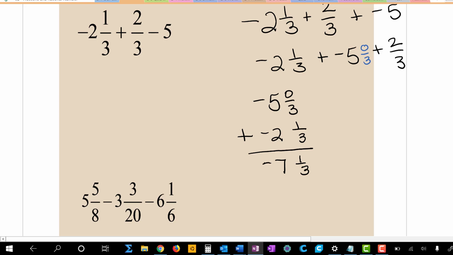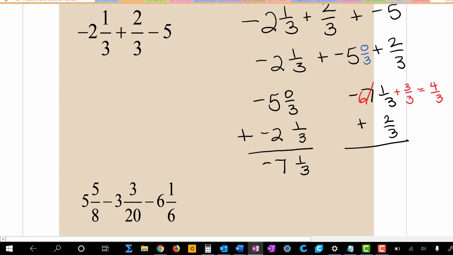Now I'm going to take that -7 1/3 and add positive 2/3 to it. Hey, look at that. We have common denominators. So I'm going to regroup. I'm going to take 1 away from the 7 and make it a 6. And then I'm going to add 1 whole to my fraction as 3/3, which gives me 4/3. So here we're subtracting.